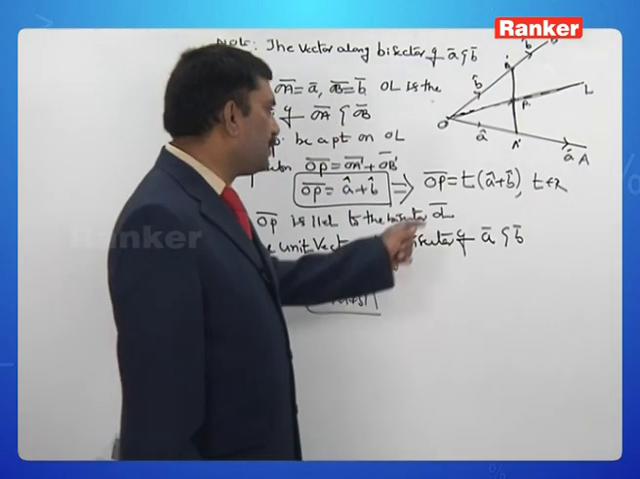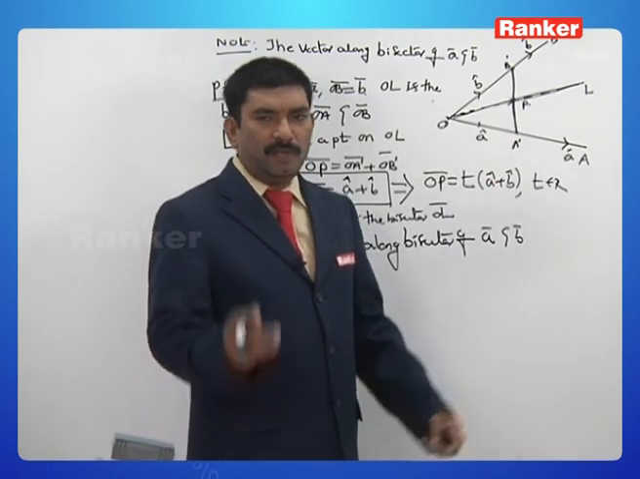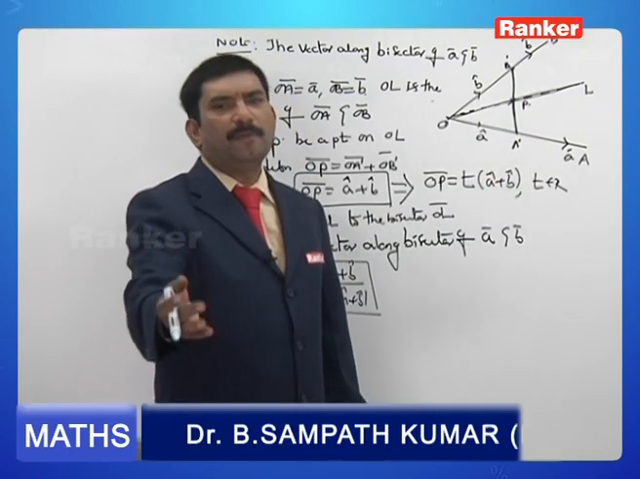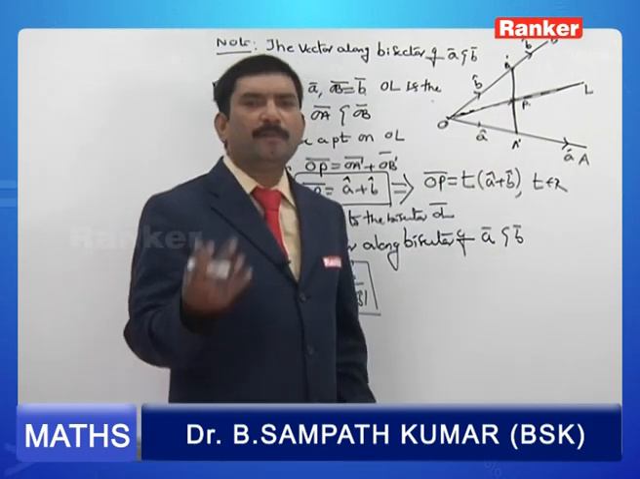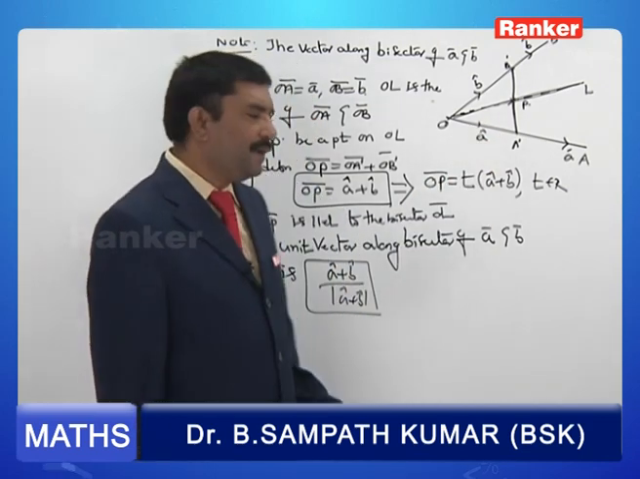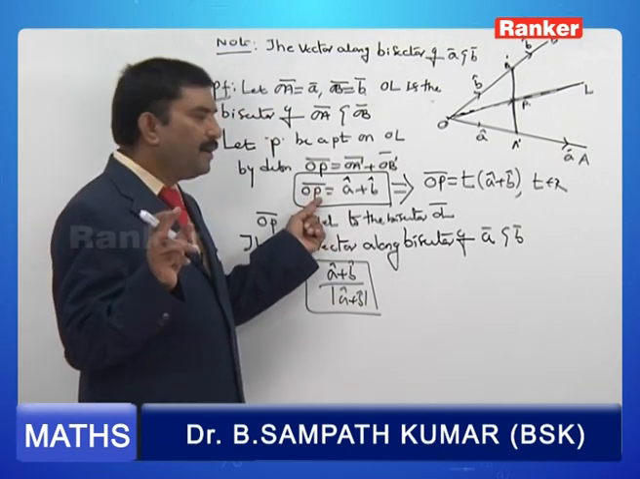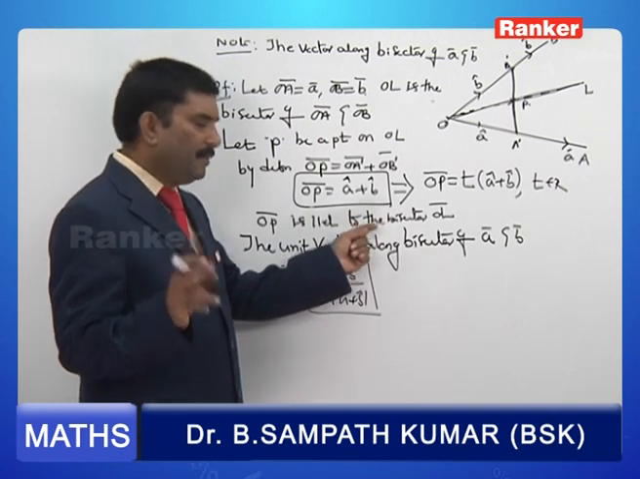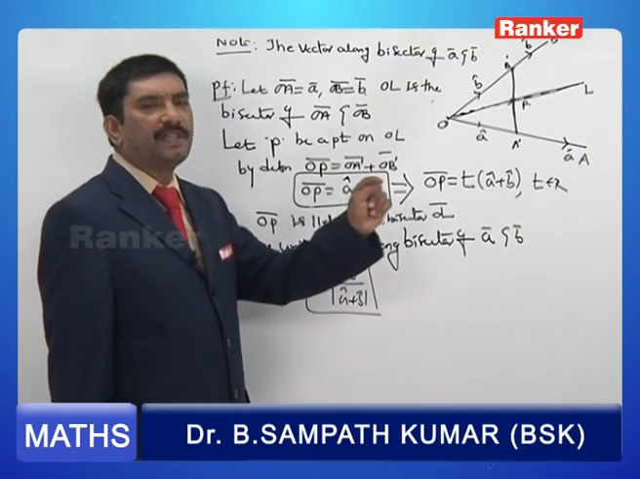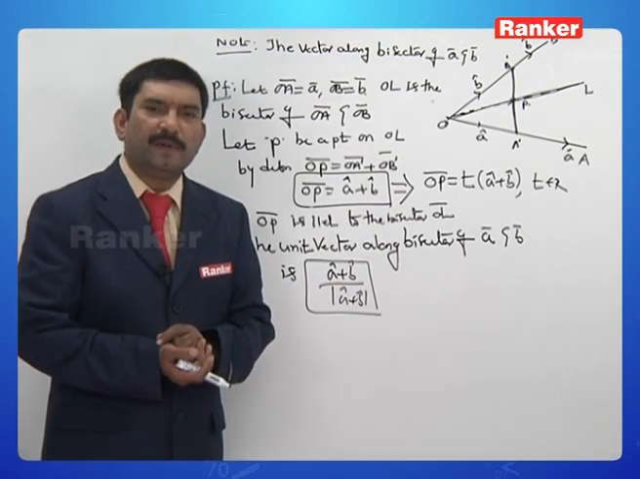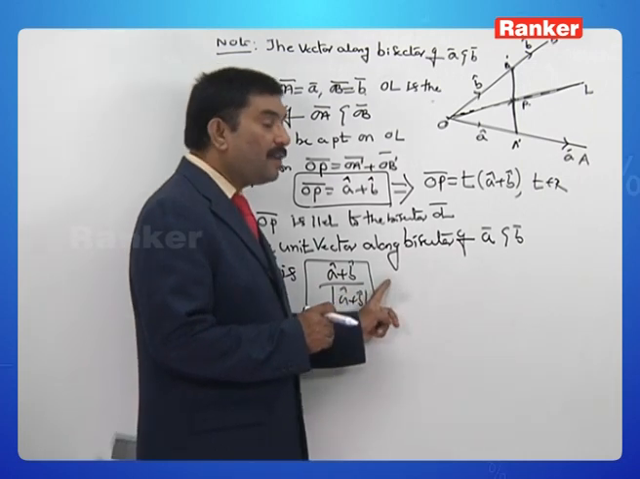If you want, you can put T. So therefore, is it the unit vector along OP bar? Maybe along OP bar, maybe parallel to OP bar. Maybe collinear with OP bar, maybe parallel to OP bar. So therefore, hereafter, the vector along the bisector of A bar and B bar is A cap plus B cap. This is the unit vector along the OP bar, bisector of A bar and B bar. Okay, so therefore, now we come across about internal bisector.